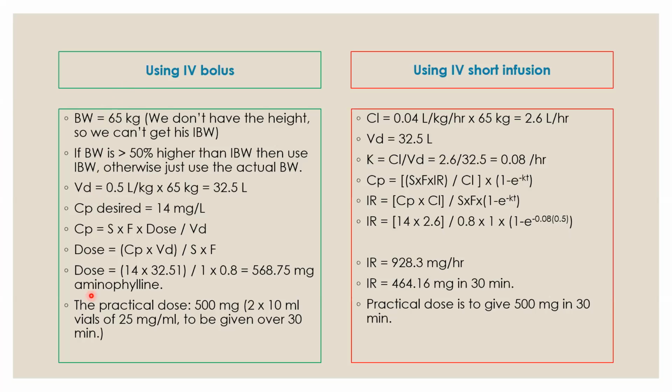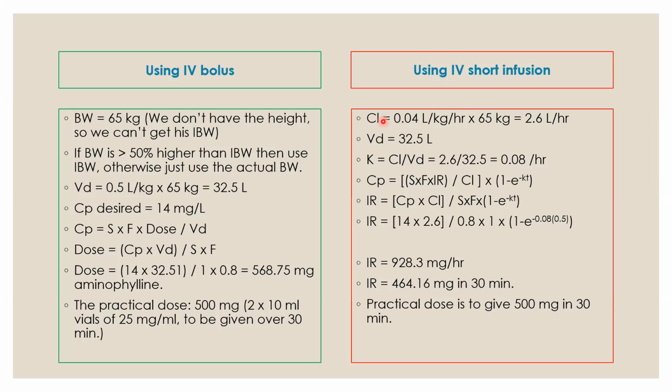Okay, so this one is very easy. We calculate using the IV bolus model. But to be strict, because this aminophylline is actually given by IV short infusion, why not we calculate using the IV short infusion, just to compare the result. Because if we give through short infusion, actually the CP will be a bit lower. If we use the same amount of drug, the CP will be a bit lower. Okay, let us prove it.